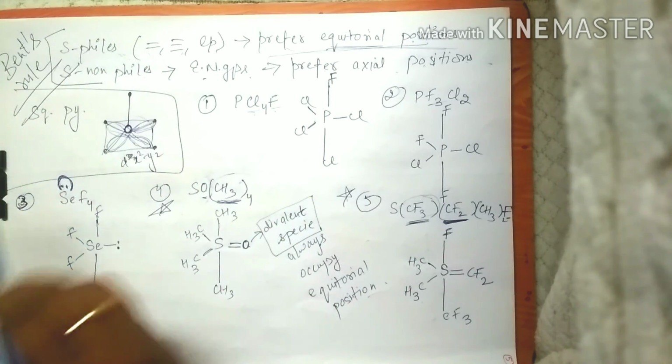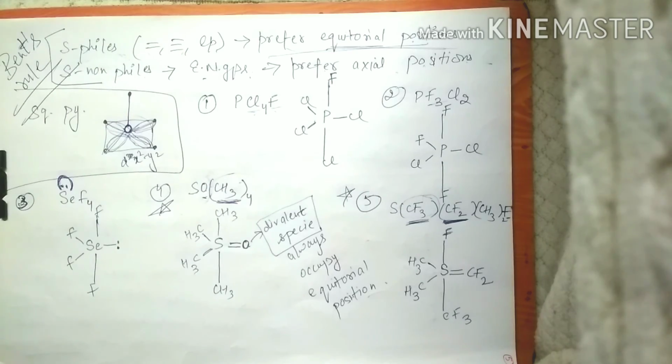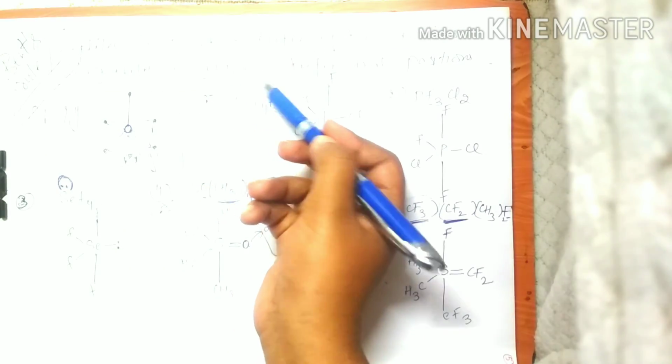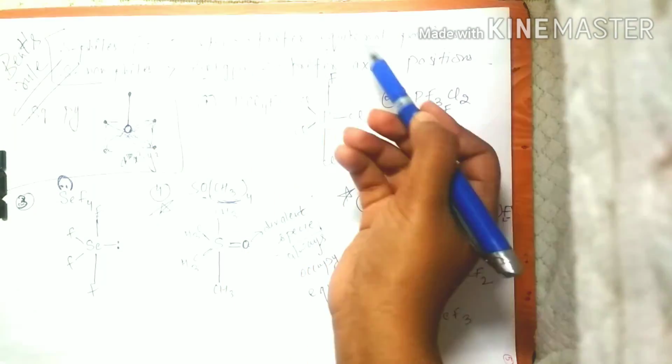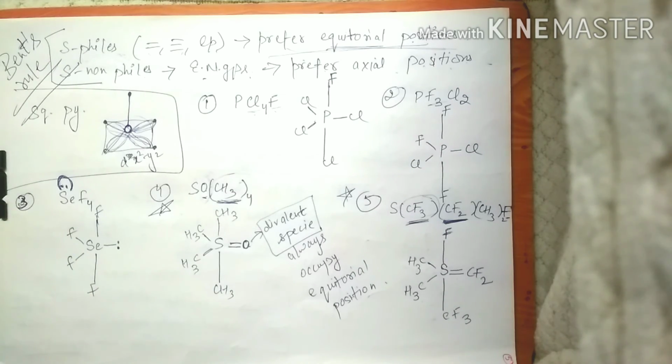So basically, if we are clear with our concept, then Bent's rule is not that tough. What it says is electronegative groups will come to axial positions, and your lone pair, triple bond, double bond will prefer equatorial positions. Now why this is so, that concept we have understood. Okay, so with this, Bent's rule is over.